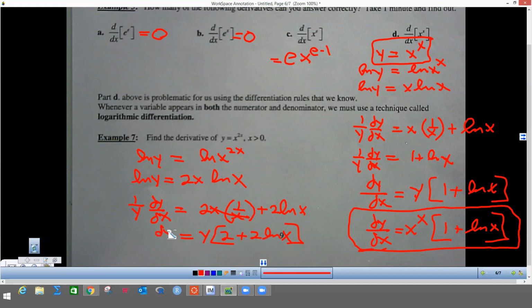Okay, so we got dy/dx equals that. And again, we knew that y equaled this thing right here. So the last thing we're going to do is plug that x to the 2x back in for y. So dy/dx is going to equal x to the 2x times 2 plus 2 natural log of x. And that's good enough for the answer.